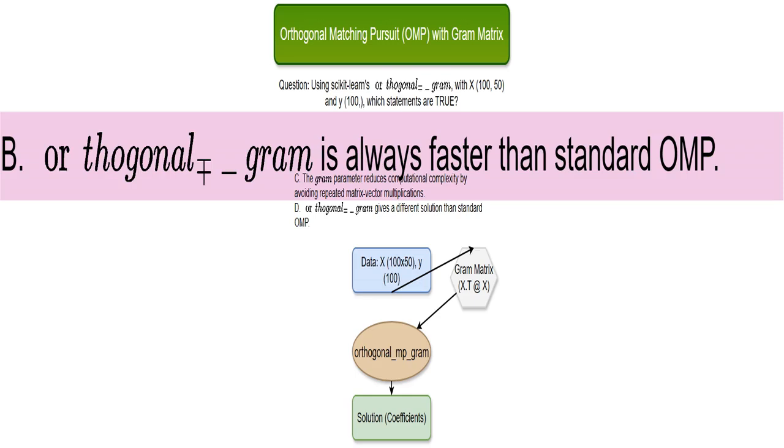This is false. While _orthogonal_MP_gram can be faster, it's not guaranteed. The speed advantage depends on the data's structure, number of features versus samples. The initial gram matrix calculation can take time, potentially making it slower than standard OMP if we have many features.